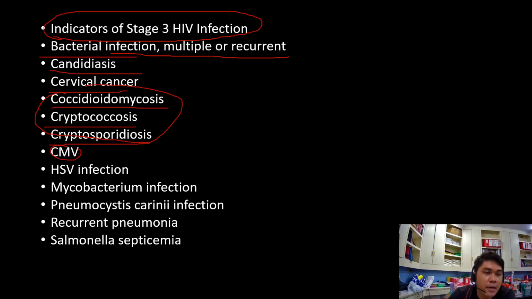CMV. So individuals with HIV are prone to CMV infection. Next is HSV or herpes simplex virus infection. Next is Mycobacterium infection, Pneumocystis carinii infection, recurrent pneumonia, and Salmonella septicemia. So people with AIDS or stage 3 HIV infection are prone to develop fungal infection, viral infection, and bacterial infection, and it's due to immunosuppression.